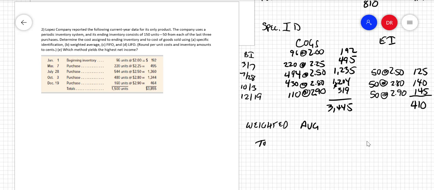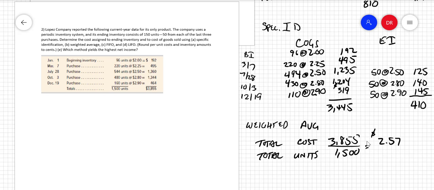So we take total cost of $3,855, divide by total units of 1,500, and we get an average then of $2.57 per unit. All right. Then we say, okay, how much do we have in ending inventory? Well, or in cost of goods sold.